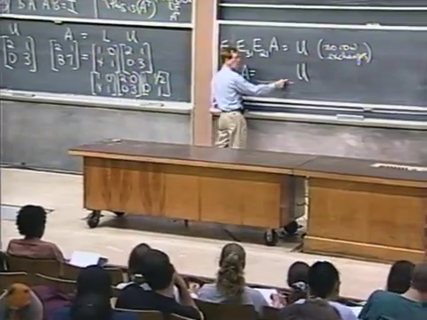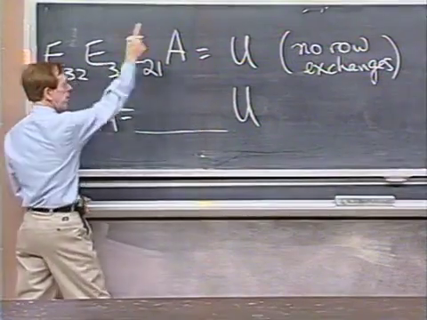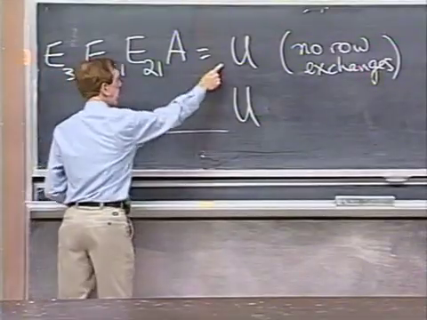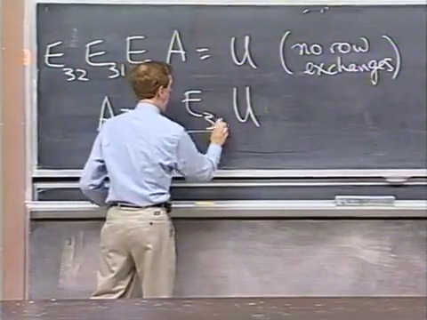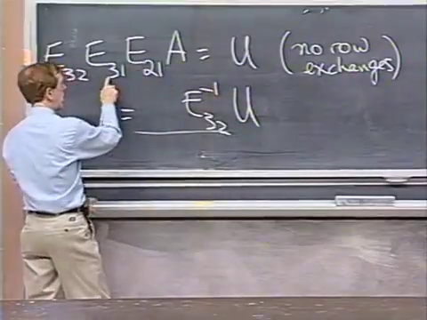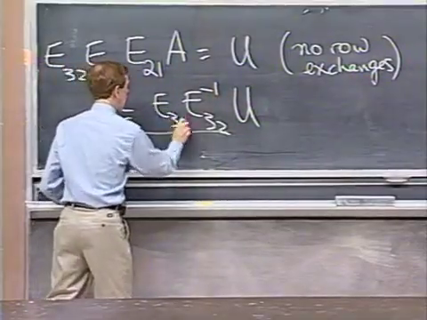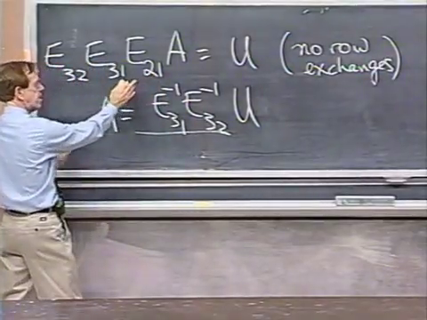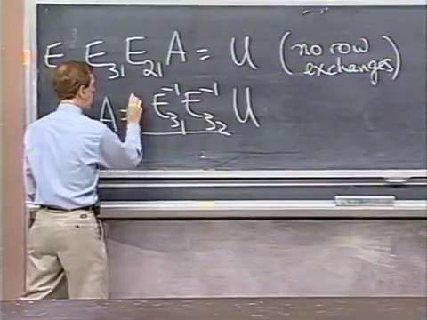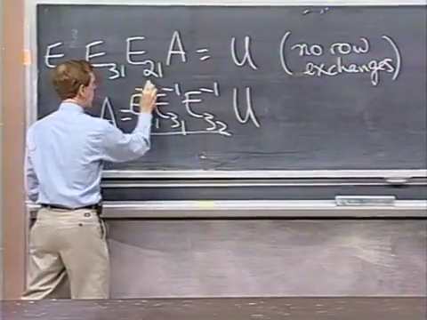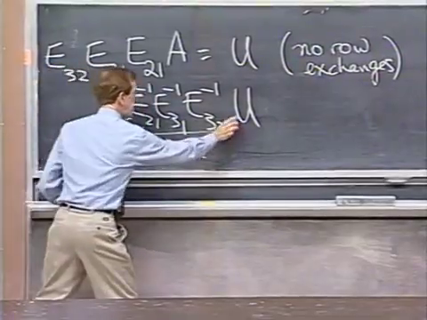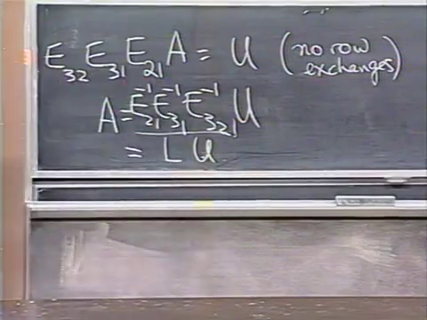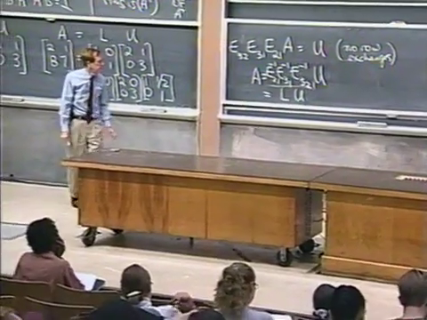So what goes here? E32 inverse. Right, because I'll multiply from the left by E32 inverse, and I'll pop it up next to U. And then will come E31 inverse. And then this will be the only guy left standing, and that's gone when I do an E21 inverse. So there is L. That's L, U. L is this product of inverses.